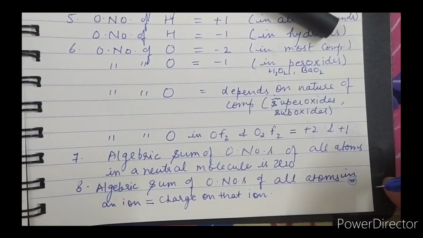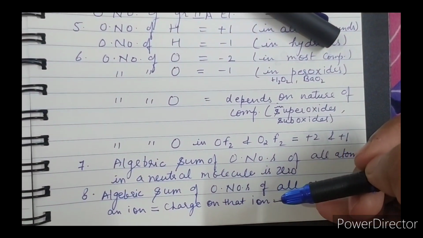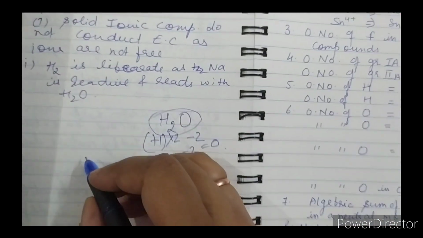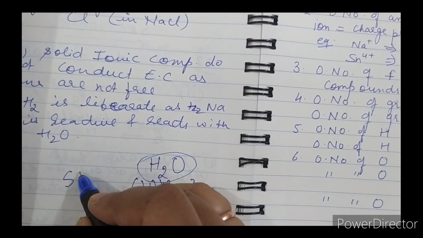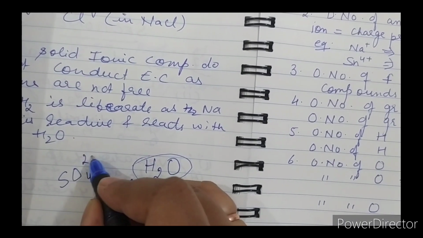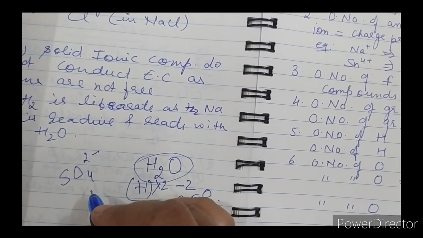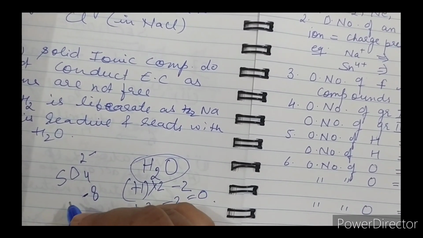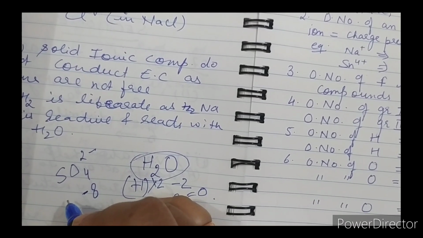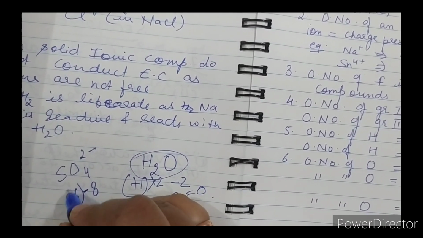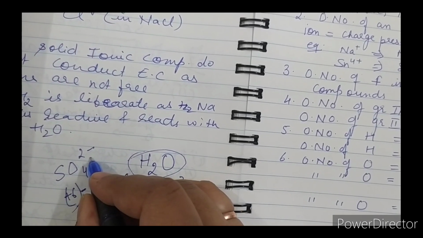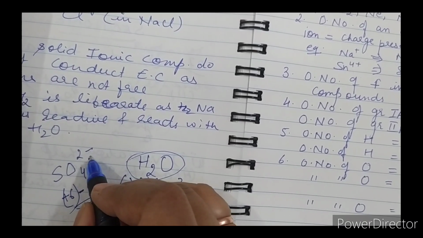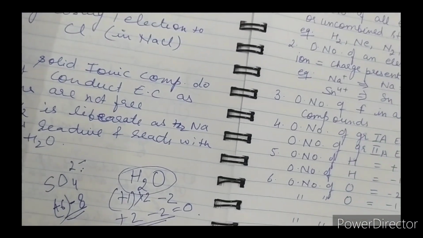Algebraic sum of oxidation numbers of all the atoms in an ion will be equal to the charge on that ion. Likewise, we can take any other example like sulfate, SO4 2-. Here oxygen is 4 times -2, that is -8, okay, and sulfur is having +6 oxidation number. So if you calculate it, you will get -2. So the sum of all the oxidation numbers in an ion will be equal to the charge on that ion.